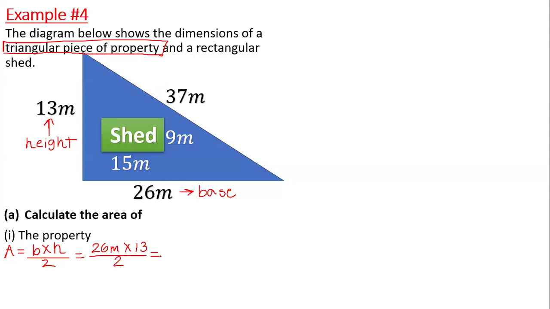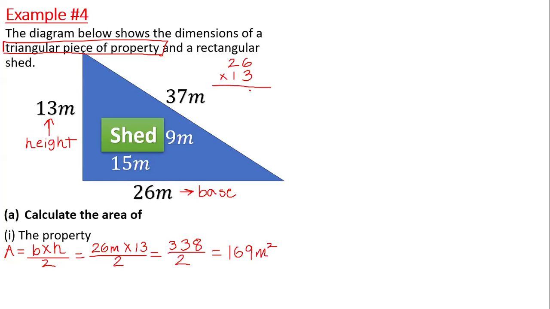338. When you multiply them, and then if you divide it by 2, you get what? 169. So that means that the area of the property is 169 meters squared, right? But some people might be asking, Mr. Biddy, how did you get those numbers? Let's multiply them. So we say 26 multiplied by 13. We have 3 times 6 is what?